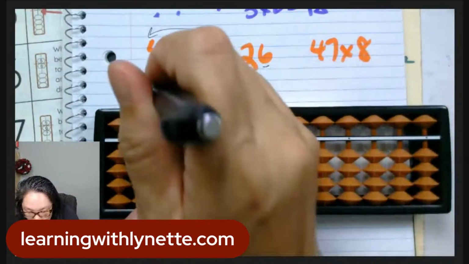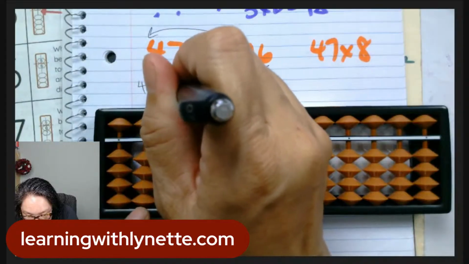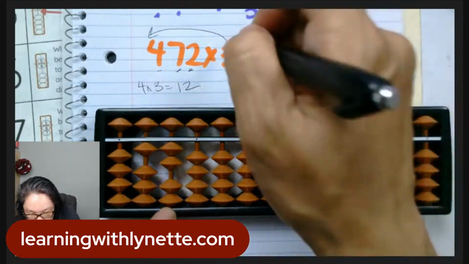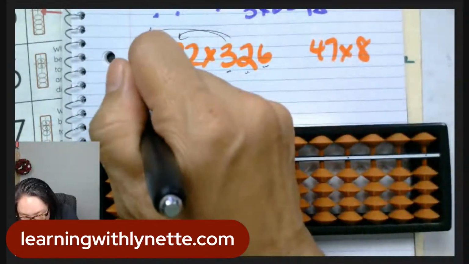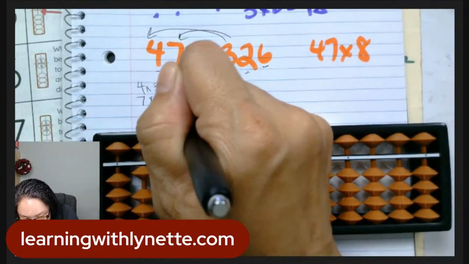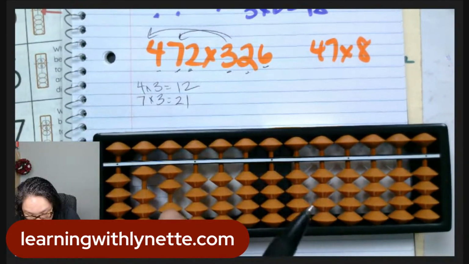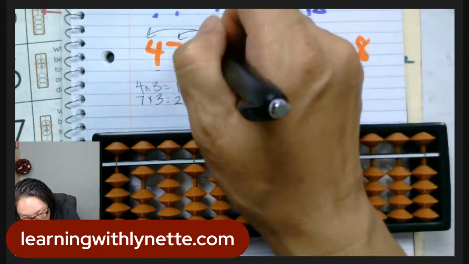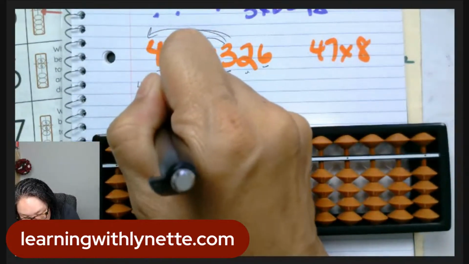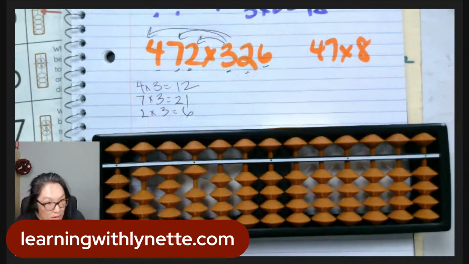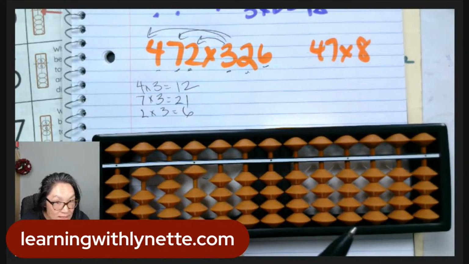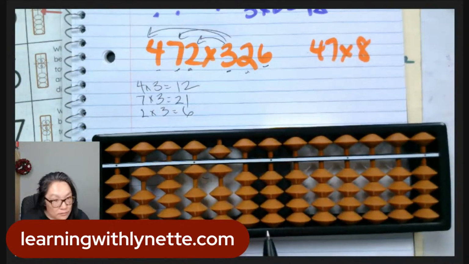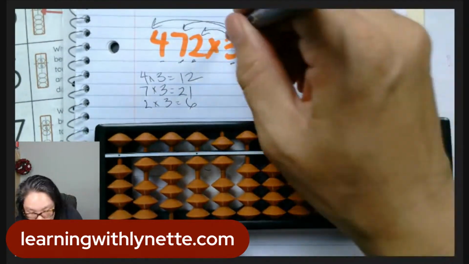Okay, so 4 times 3 is equal to 12. I add 1, I add 2. 7 times 3 is equal to 21. I add 2, I add 1. 2 times 3 is 6. 6 is a single digit. I go back one column, I add the 6. We're done. That's it.